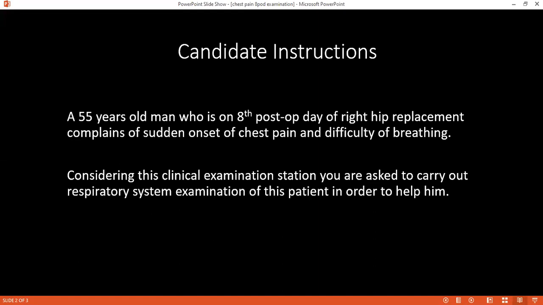Okay, so if you have read and understood considering the clinical examination station, kindly please begin. So I'm going to wash my hands and I'm going to enter the examination hall. Hello, good morning. My name is Dr. Ulfat and my candidate number is 391. Can you please confirm your name and date of birth?